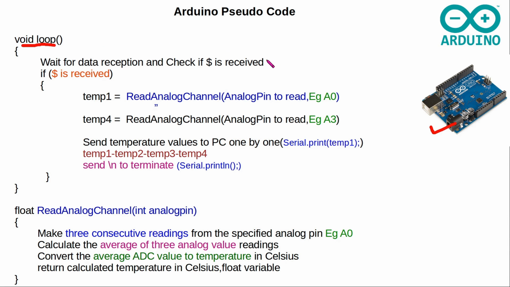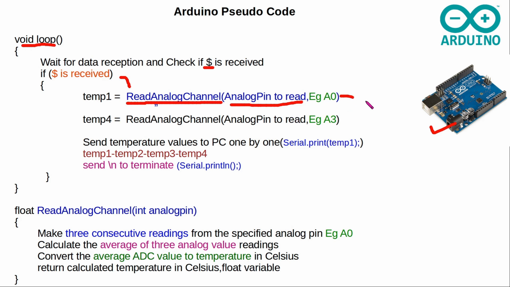So what the Arduino does is that it will check whether a $ sign is received or not. This is the ASCII $ sign which the PC or the Python script is sending to the Arduino. So using an if, we will be checking whether a $ is received or not. Once the $ is received, the code will enter here and it will call this particular function, which is called the read analog channel, and it takes an analog pin to read as an input. So you can send the analog pin number like A0, A1, A2 as an input parameter.